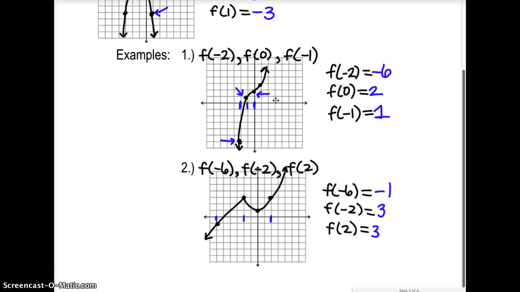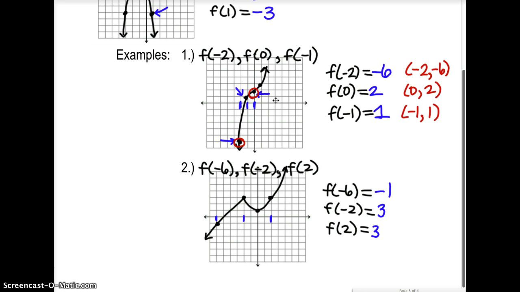This information, this negative 2, negative 6, just going to go through all this. That means our graph has an ordered pair at negative 2, negative 6. We have an ordered pair at 0, 2. We have another ordered pair at negative 1, 1. That should look familiar. That's this ordered pair. Okay? 0, 2. That's this ordered pair.